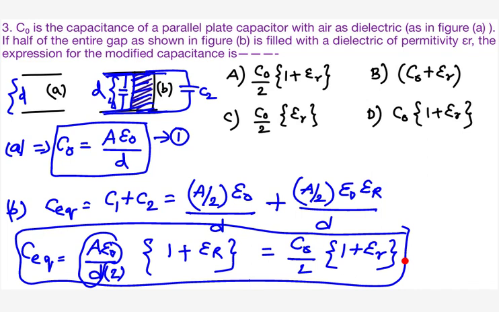So any questions in figure B? Have you understood? Since half of the medium is getting divided, the area also gets divided. And in this case, your D remains the same. Your spacing between the plates remains the same. So have you understood the question now? Shall I move on to the next one?